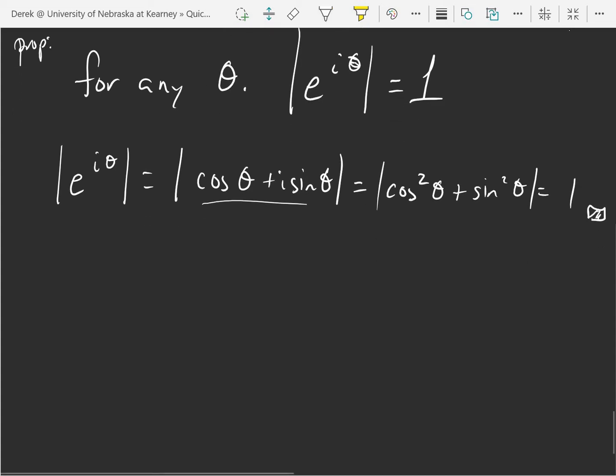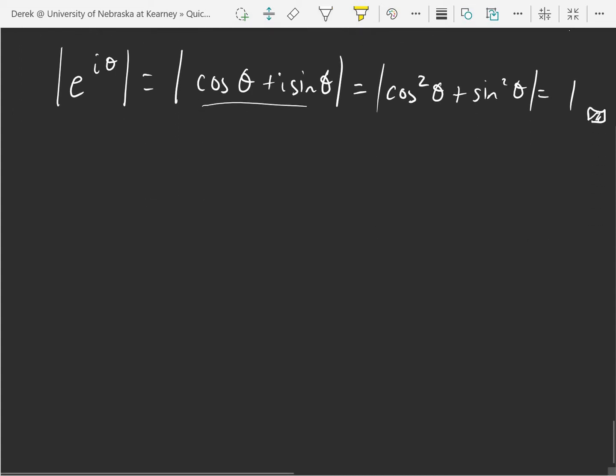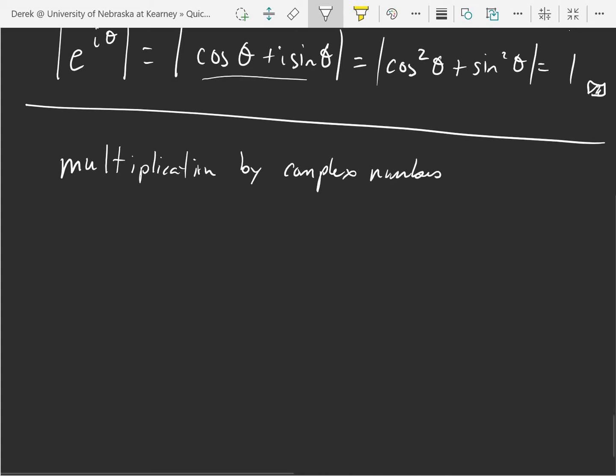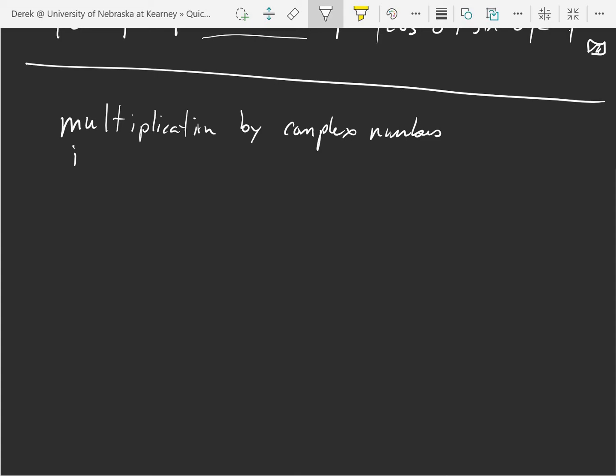Now, how does multiplication by complex numbers work? So multiplication then, it's sort of a very geometric process.